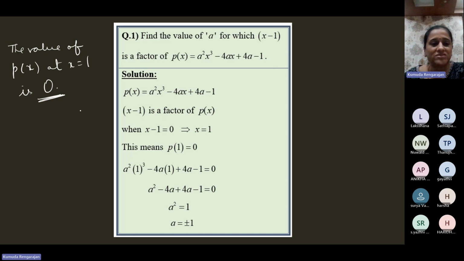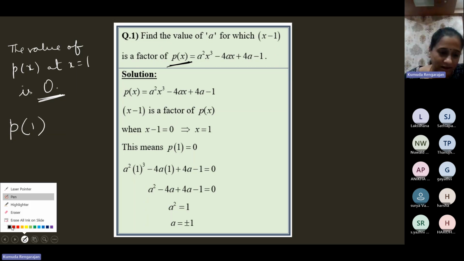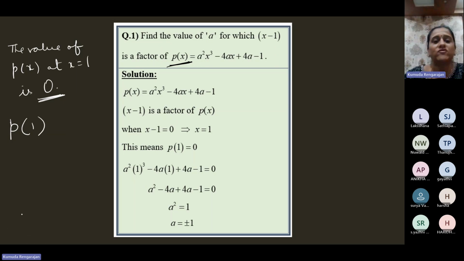Now, how do you express this as an equation? How do you find the value of p of x at x equal to 1? That's represented like this: p of 1. The polynomial is p of x, so when you write p of 1, that means you are finding the value of the polynomial at x equal to 1.